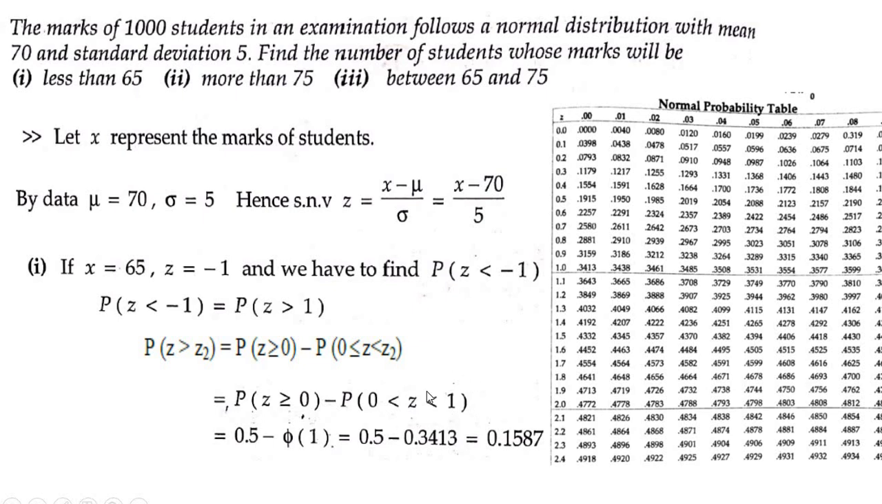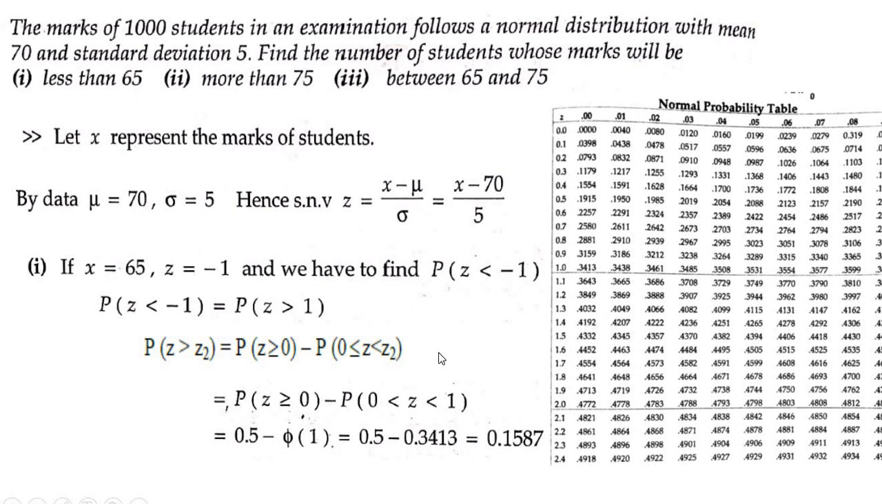Greater than 0 and less than z2 is equal to phi of z2. Here, greater than 0 and less than 1 is equal to phi of 1. Now find the value of phi of 1. From the table, the first value of 1.0 gives phi of 1, which is 0.3413. Substitute here: phi of 1 is 0.3413. Subtract it from 0.5, and that gives you the final answer.